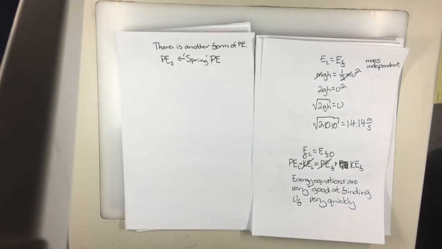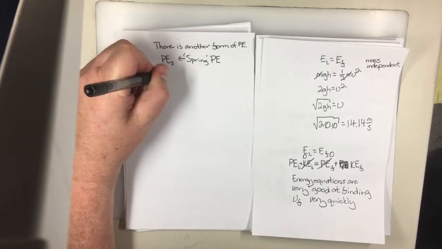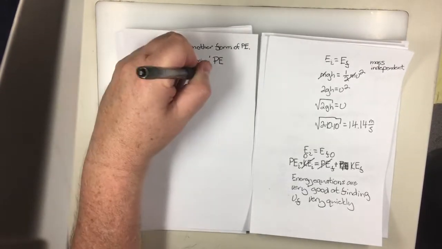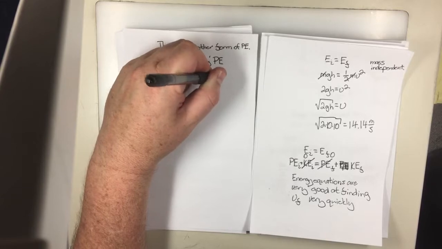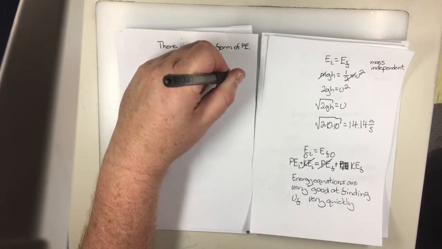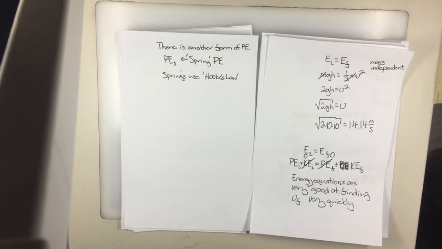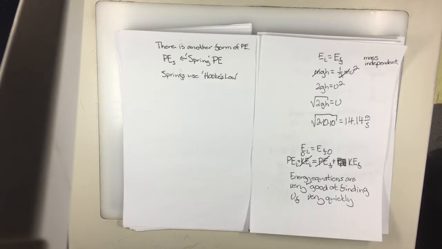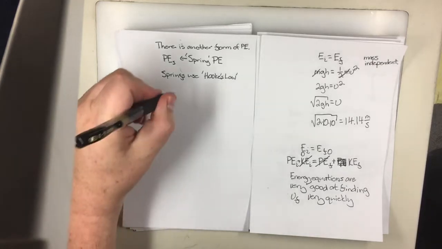We've all seen springs. If you take a spring and you compress it, what's the thing that you notice? It pushes out. If you take a spring and you pull it out, what do you notice? It pulls back in. Springs use Hooke's law. Hooke's law describes the force of a spring on whatever's pulling it apart or compressing it.